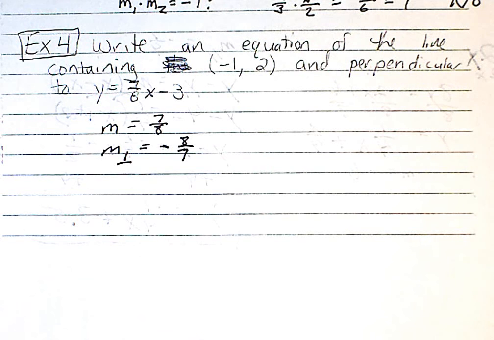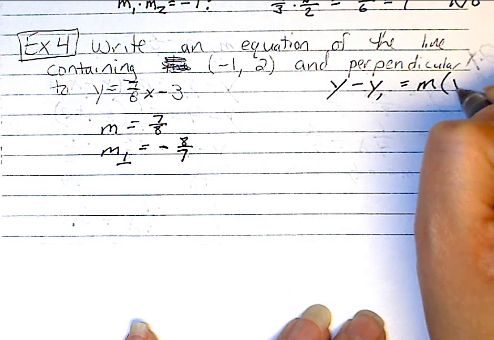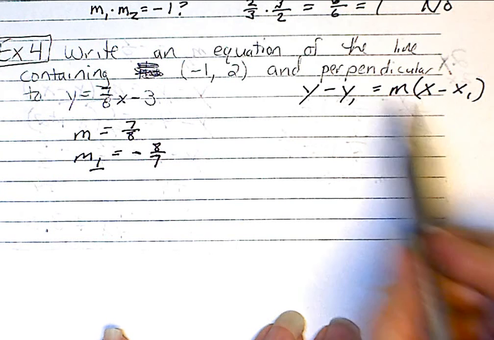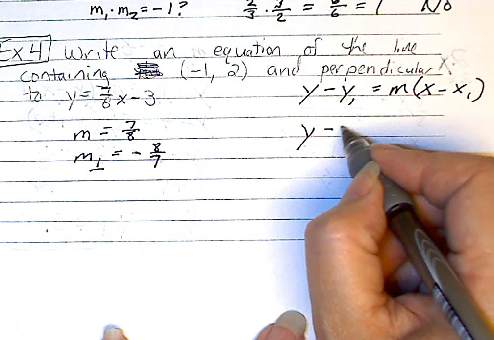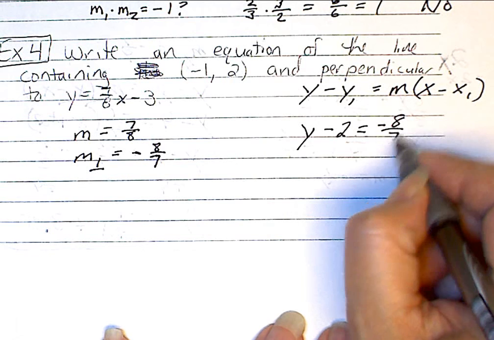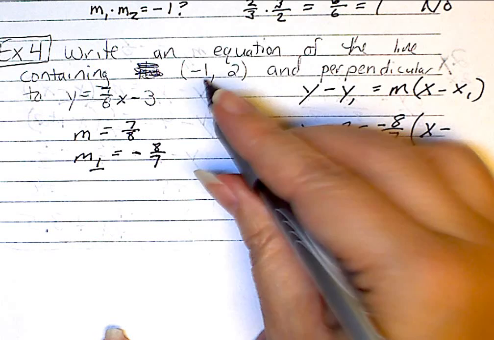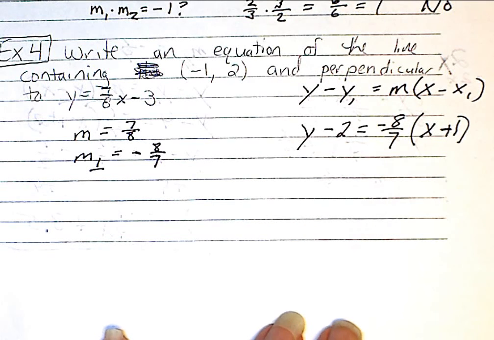what do we have to do, Emily L? You have to do y minus y1 equals the slope. Very good. So we put in our point. I have y minus 2 is equal to my slope of -8/7 times x minus a -1. So what is that going to be? Plus 1. Very good. Where'd you get the 1? Right here.